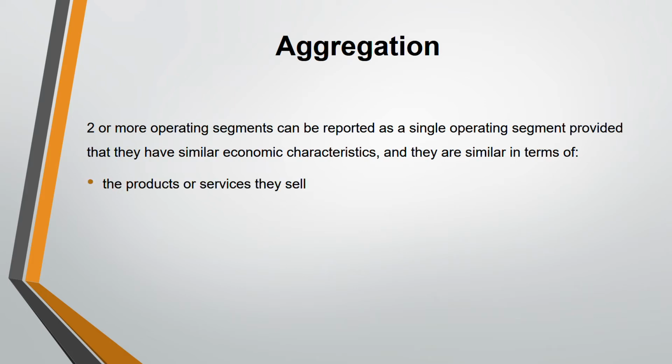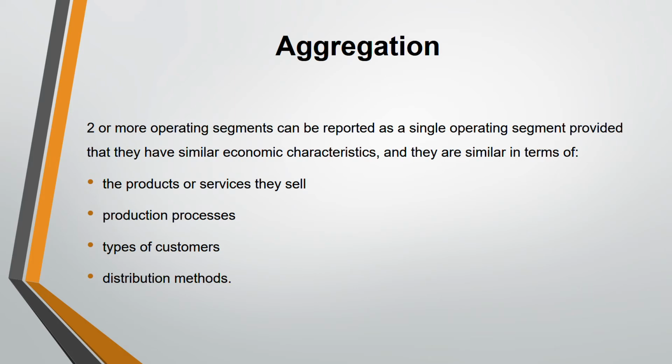Number one, the products and services that they sell have to be similar. If they are selling entirely different products or services, then you cannot aggregate the two segments. Next, they should have similar production processes, then types of customers that they are selling to, and distribution methods. So in these four aspects they need to be similar, then only can you aggregate the operating segments. Whenever a question comes whether to aggregate the segments or not, you have to look out for these four things and talk about these four points.